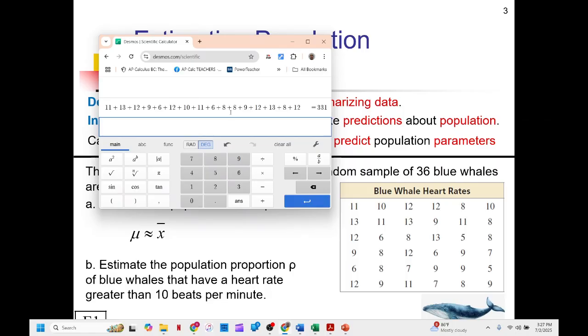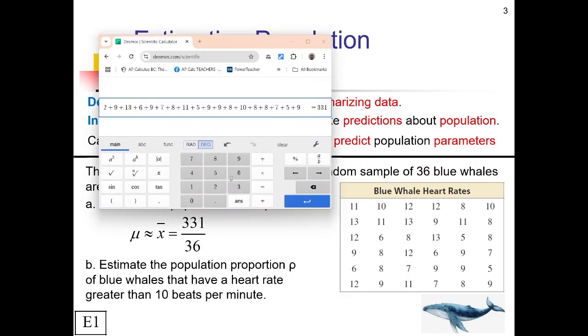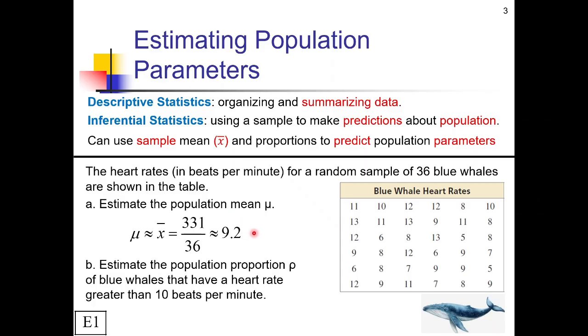So here I am on Desmos, and I've gone column by column and added all of these together. This right here is the first column you can see, and I added everything up to and including that final column with the 5 and the 9 at the end. That all came out to 331. And again, we're dividing that by the number of whales, which is 36 in this case. So let's go back to Desmos and do 331 divided by 36. And that gives us roughly 9.2 if we just take it to the nearest tenth. So that's the estimated average population heartbeats per minute for these whales.